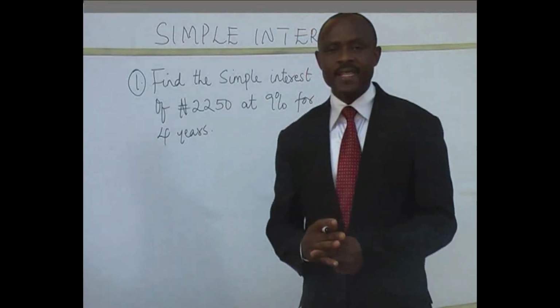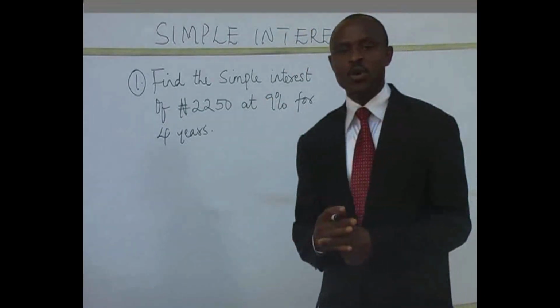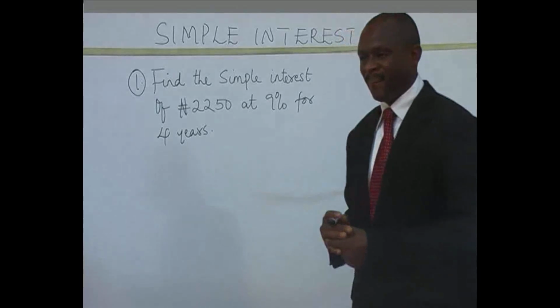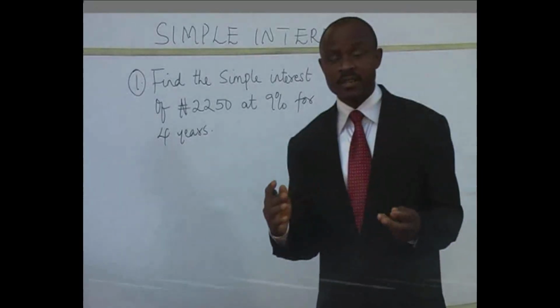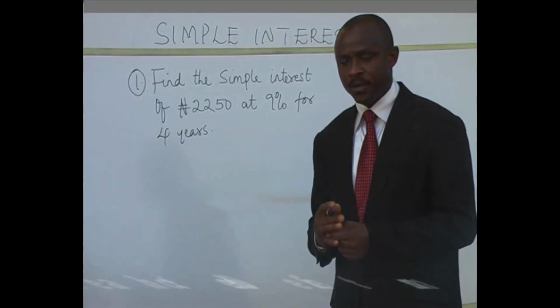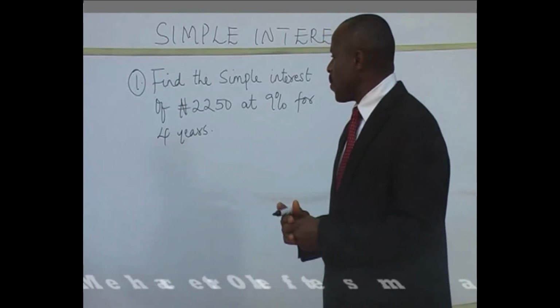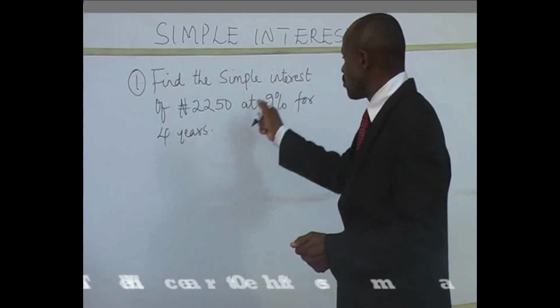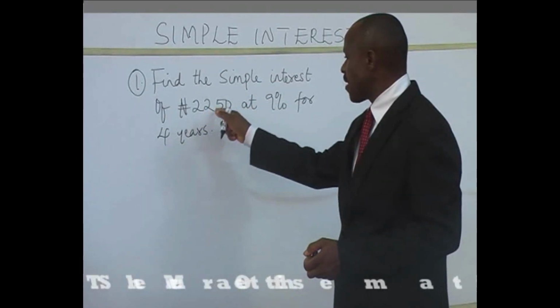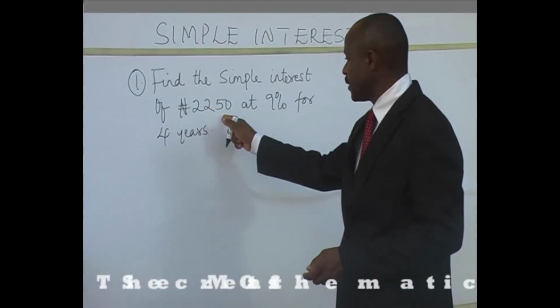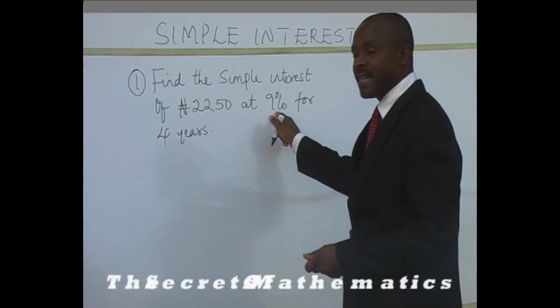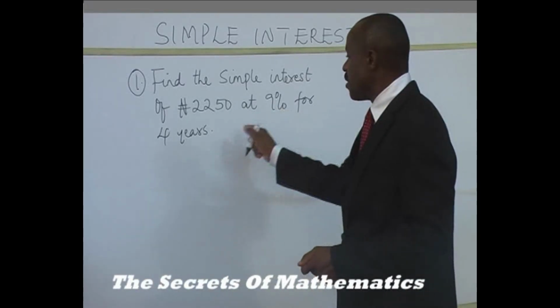The topic we entered now is simple interest. Simple interest is a very simple topic because it is very straightforward. We are asked to find the simple interest on 2,250 naira saved at 9% for 4 years.